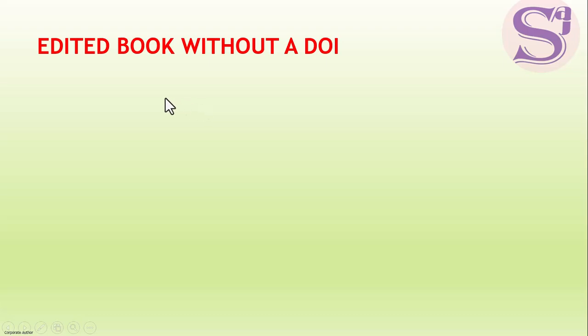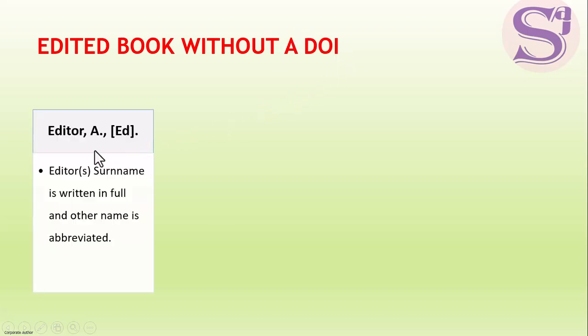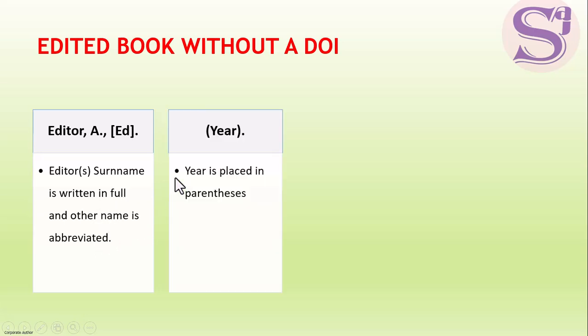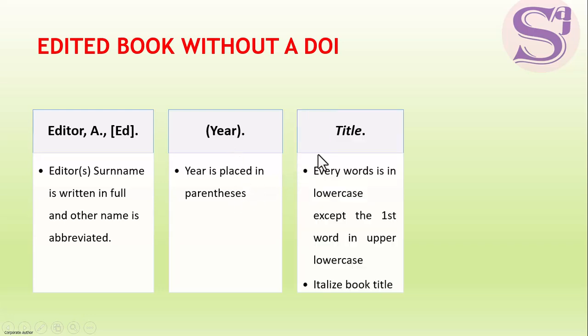Now, how do we reference an edited book without a DOI? That is, a digital object identifier. To do that, the editor's name comes first, followed by initials, then in brackets we have (Ed.). In the case of plural, you add an s to this Ed., and it becomes Eds. The surname is written in full and the other names are abbreviated, followed by the year, which is placed in parentheses, then the title.